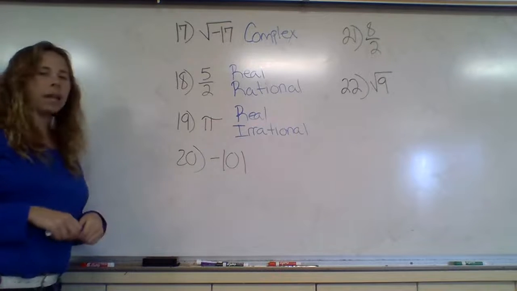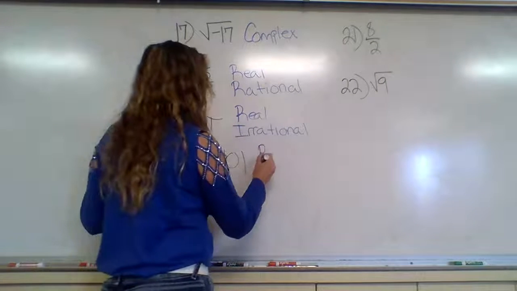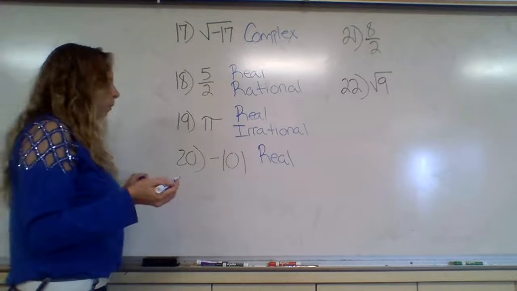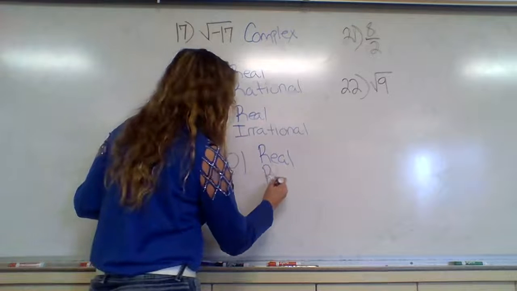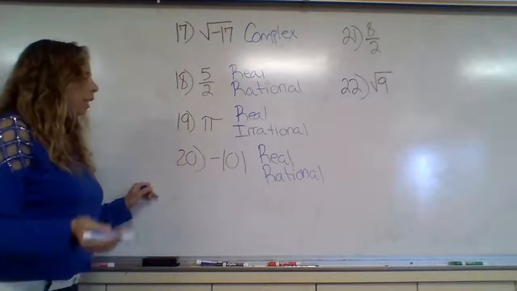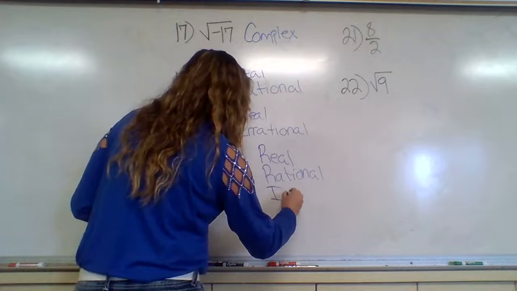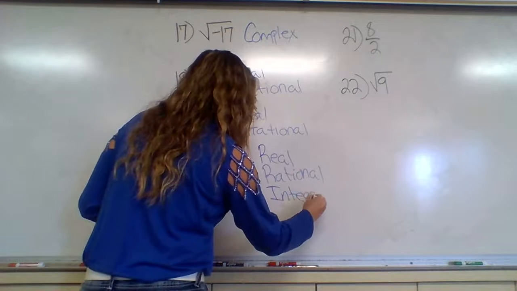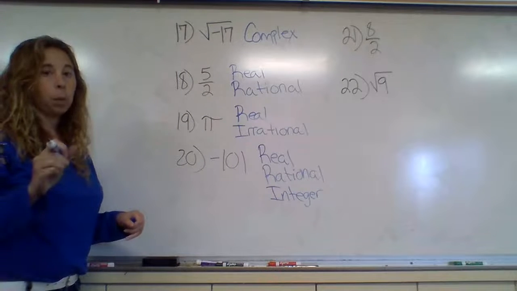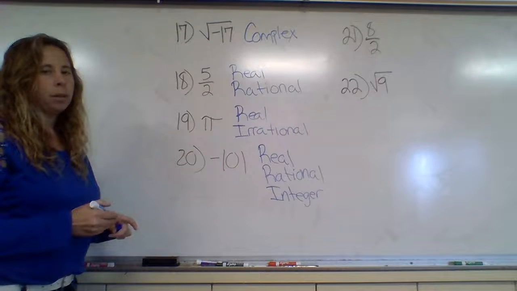20. Negative 101. Is it real or complex? Real. Is it rational or irrational? Rational. Right? Is it an integer? Yes. Is it a whole number? No, because it's negative. Whole numbers are only 0 and positive. So no, it is not a whole number.